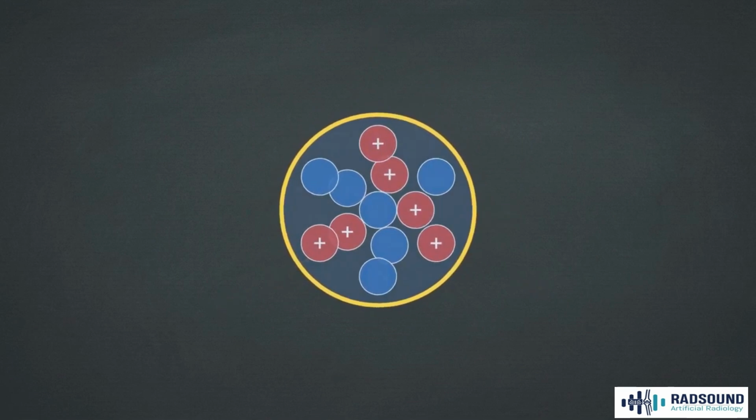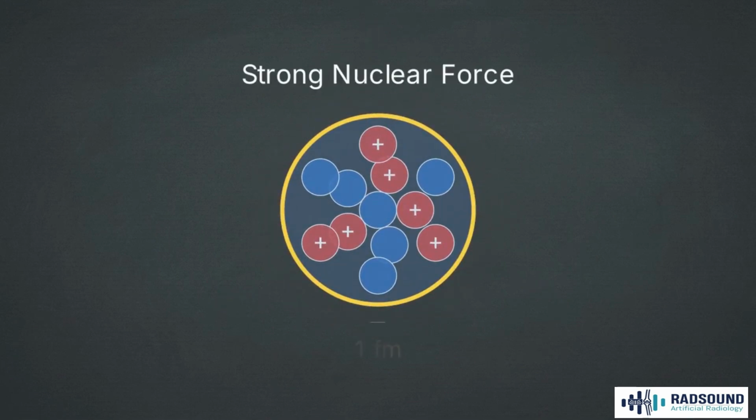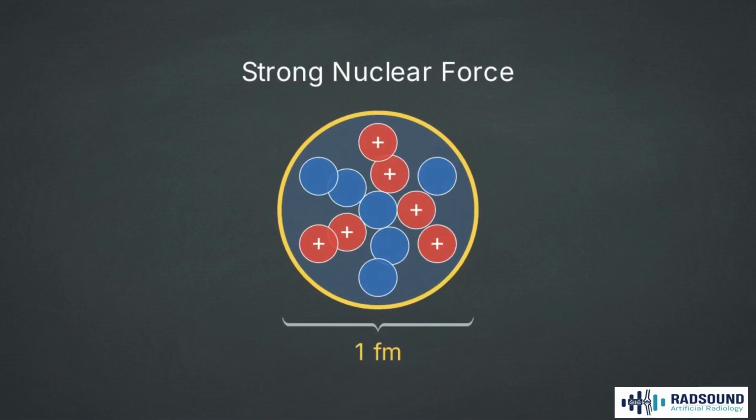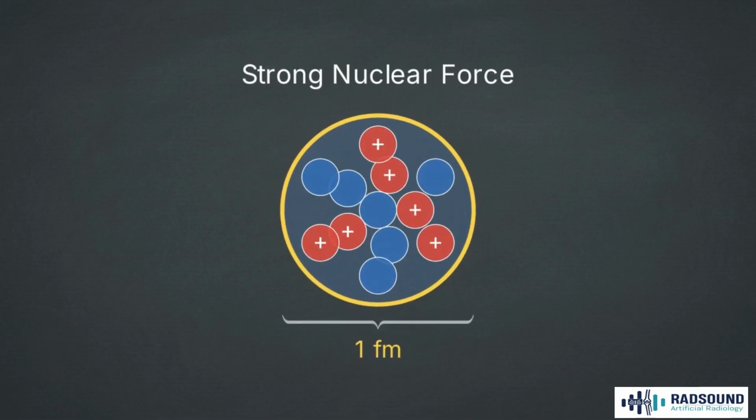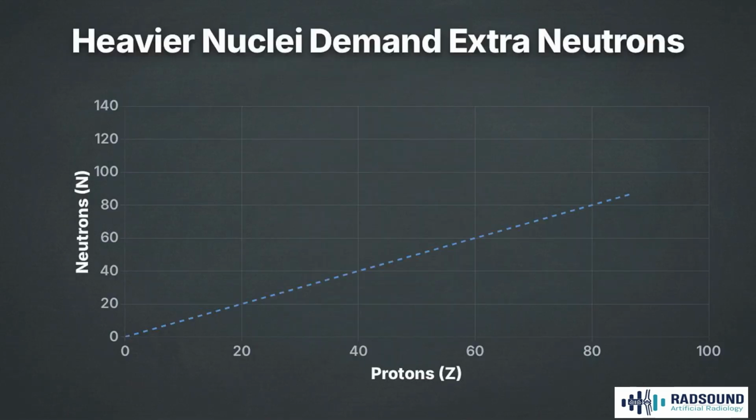The nucleus is held together by the strong nuclear force. It is a powerful short-range attraction between all nucleons that only operates at distances of about 1 femtometer. This is the Segre chart, plotting neutrons against protons. Stable elements form a narrow band called the line of stability.